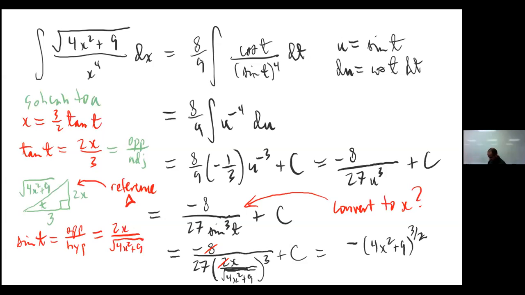And what's going to be downstairs? Over 27, what was that? Yeah, 27x cubed plus a constant. Amazing. There it is, right there in all of its glory.